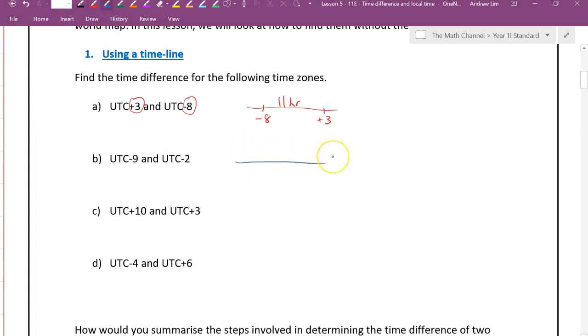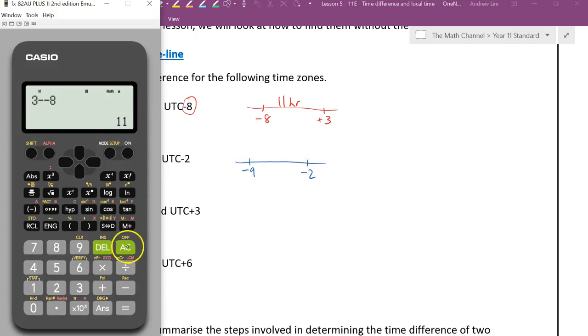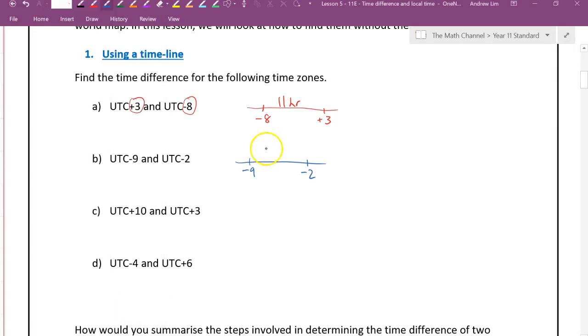Question B, which one will lie to the left? Well, minus 9 lies to the left of minus 2. So get my calculator out. The bigger number minus the smaller one. So minus 2 minus 9 is 7. So there's a 7-hour difference.